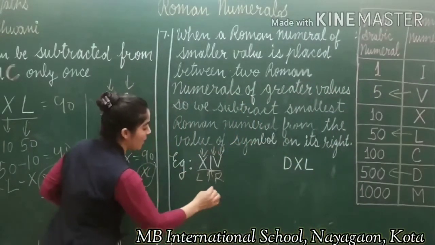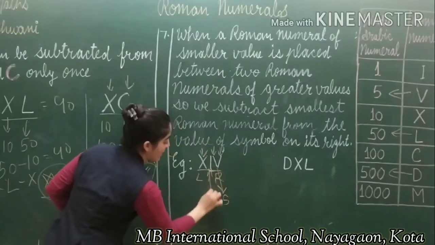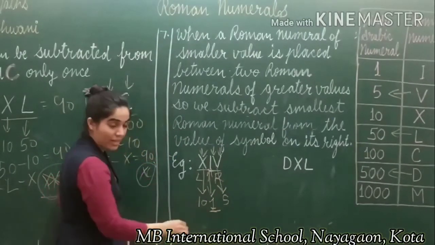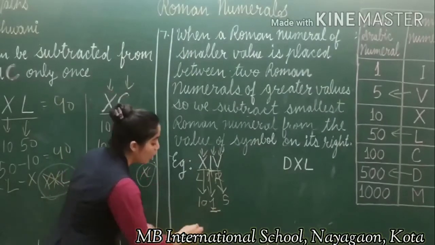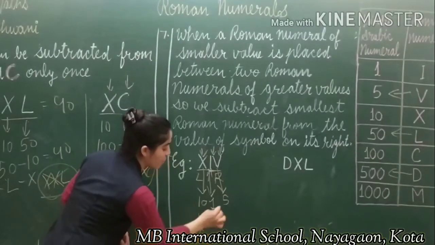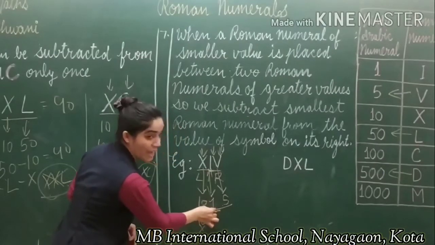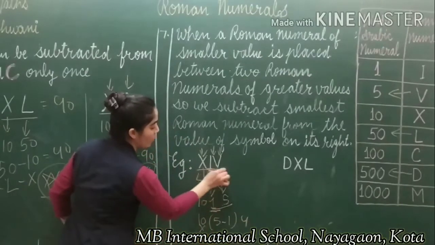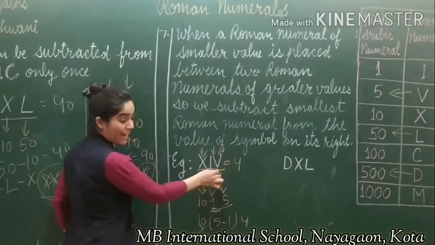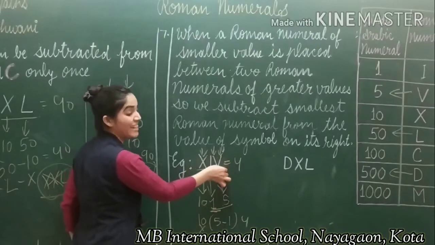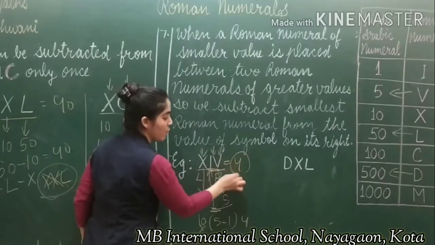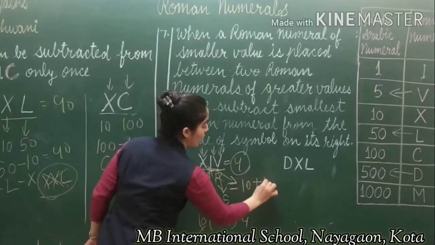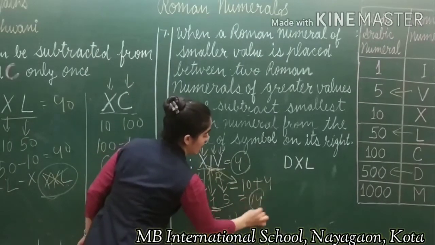Let's start with the example. Here you can see this is 5, this is 1, and this one indicates 10. The 1 in the middle is the smallest. So 10 will be 10, X will be X, but for the 5 we will do 5 minus 1, which means 4. So this value indicates 4, because we subtracted the in-between Roman numeral from the right-side Roman numeral. It means the Roman number indicates 10 plus 4, and the answer is 14.